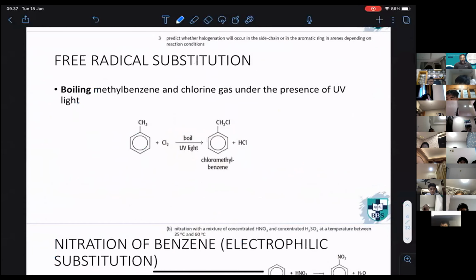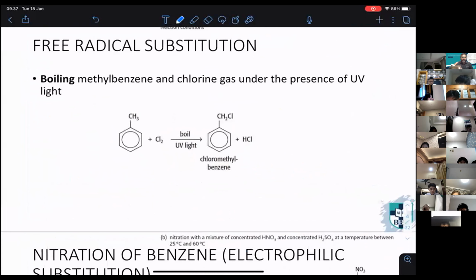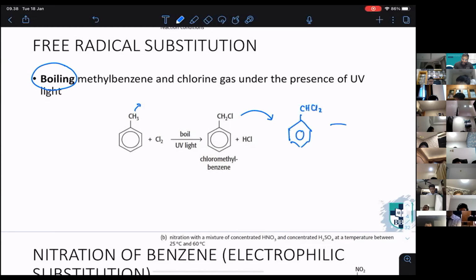Sometimes we do have free radical substitution. Benzene does not undergo free radical substitution. Only methyl benzene, or any alkyl benzene, undergoes free radical substitution. But what is required is that the methyl benzene must be boiling, and then you need to have UV light. One of the H is going to be substituted, you get something like this, and then the reaction will continue. You are going to have further substitution, CHCl2, and then it will continue, you will have the CCl3. So the reaction can continue.